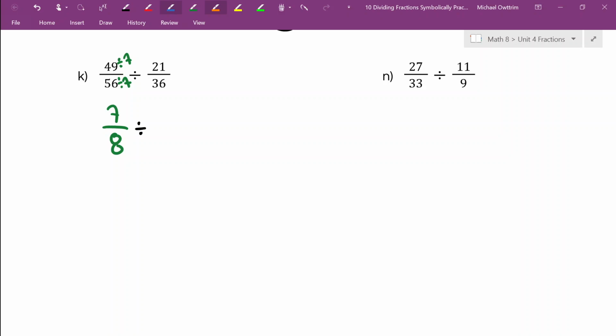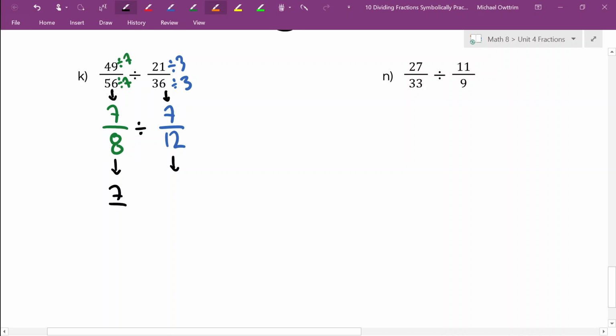I'm going to look to simplify that one as well. Both of these are multiples of 3. So 21 divided by 3 is 7, and 36 divided by 3 is 12. We're going to go ahead and use our multiply by the reciprocal rule. So our first fraction will stay the same, change divide to multiply, flip our second fraction.